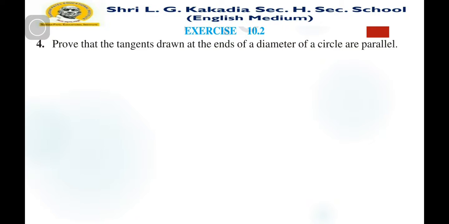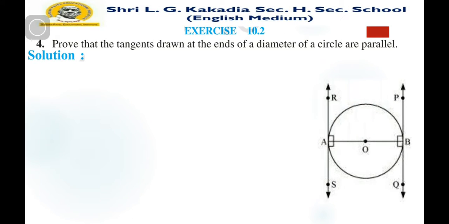For that, we are going to use theorem number 10.1, that a tangent to a circle is perpendicular to the radius of the circle. So by using that, we are going to solve here. First, consider the figure. As you can see here, given the diameter AB, at the ends of this diameter there are drawn two tangents, PQ and RS.